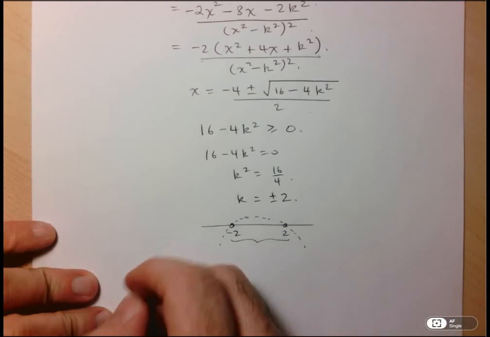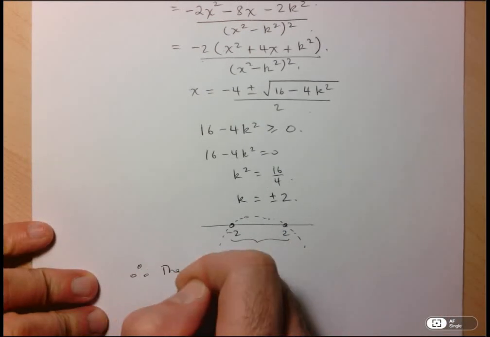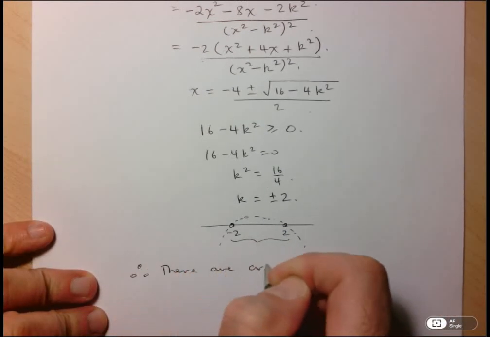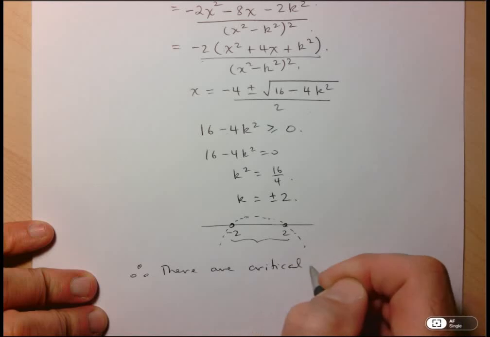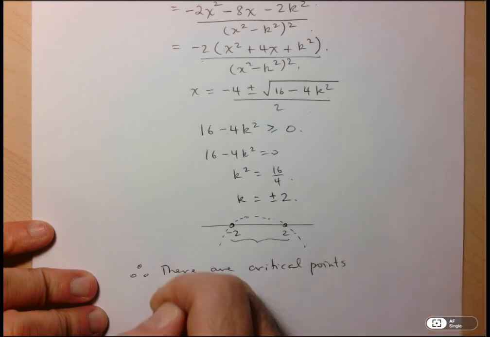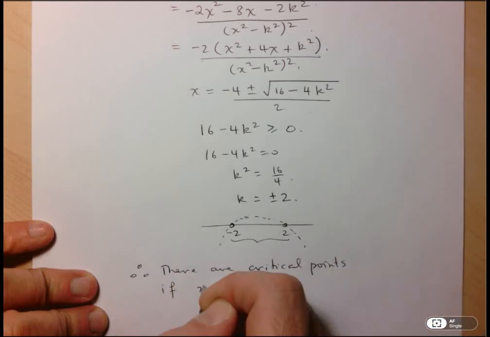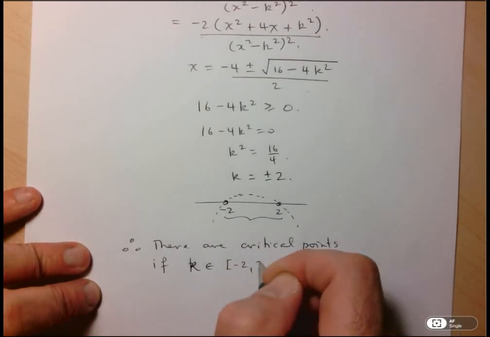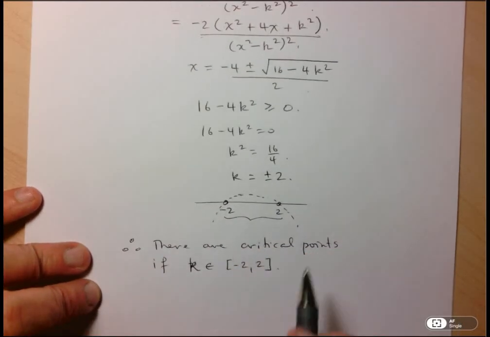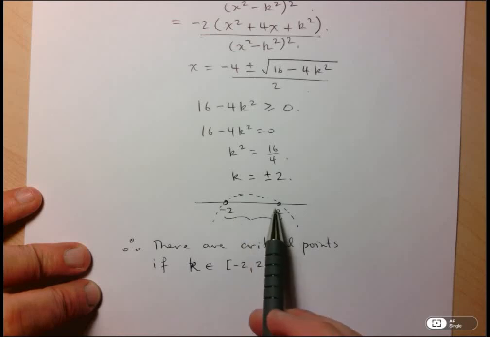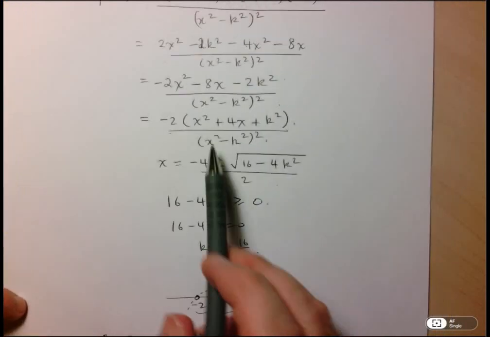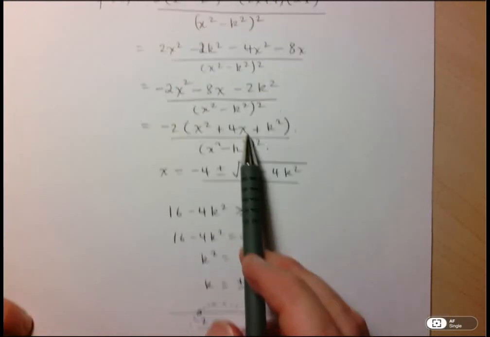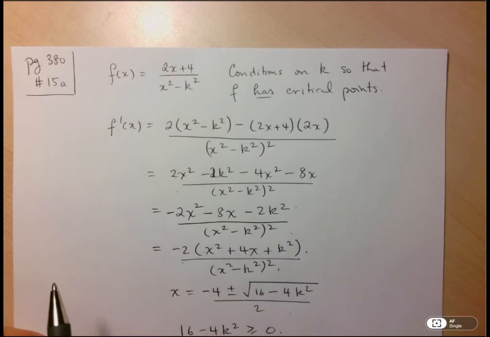So there are critical points if k is in the interval negative 2 to 2. As long as k is between negative 2 and positive 2, this quadratic will have zeros, which will make the first derivative equal to 0. And that's it for this problem.